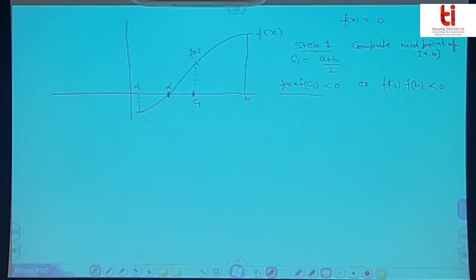If f of A, f of C1 is less than 0, that means the root is lying in at least one of the intervals, either A C1 or C1 B. So if you see graphically here, C1 is the midpoint of the interval AB, and the root is lying between the interval A and C1, because f of A is what?